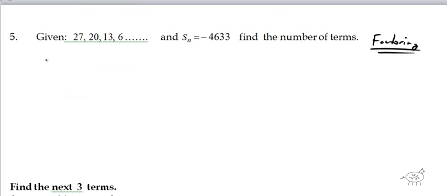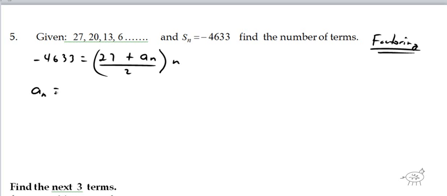So let's start out here. We got negative 4633 equals a sub 1, which is 27, plus a sub n over 2, the average of the extremes, times n. Well, again, we have two variables, so we have to figure that out. What we need to do is come up with an a sub n general formula, no solution required.